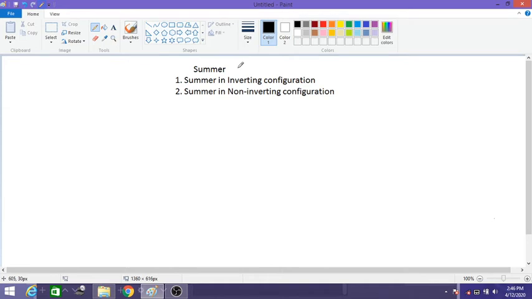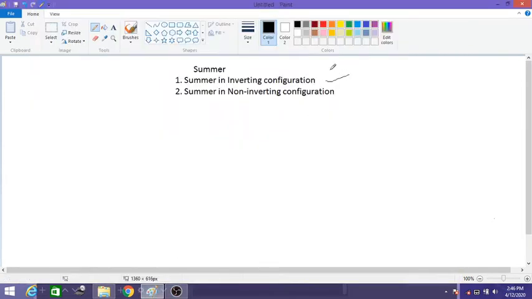So a summer is nothing but an Opamp circuit where the inputs from the various sources are added with the help of an Opamp. There are two types of summer circuits, or we can also call it an adder circuit. There might be a summer circuit of inverting configuration and a summer circuit with non-inverting configuration. So now we will see this.